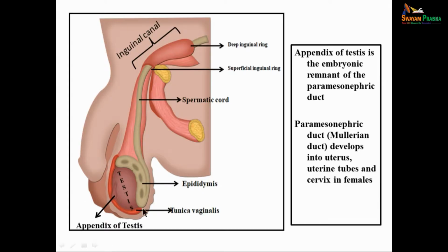Now, in this picture you can see the appendix of testis. This is the anterior border of the testis. This is the posterior border. Now, you can see a small sessile body. This is called the appendix of testis. What is this appendix of testis? The appendix of testis is the embryonic remnant of a duct called the paramesonephric duct. The paramesonephric duct is otherwise called the Mullerian duct. In females, it develops into uterus, uterine tubes and cervix. In males, it becomes a remnant and that is called the appendix of the testis.